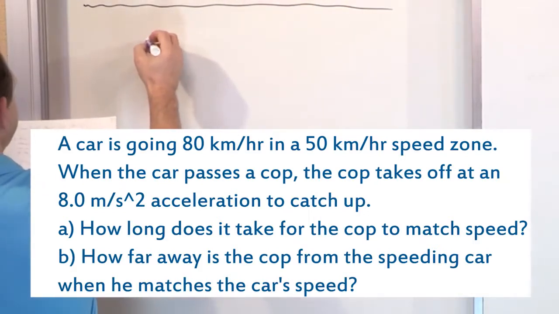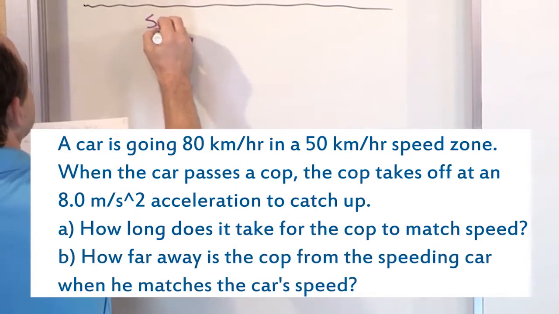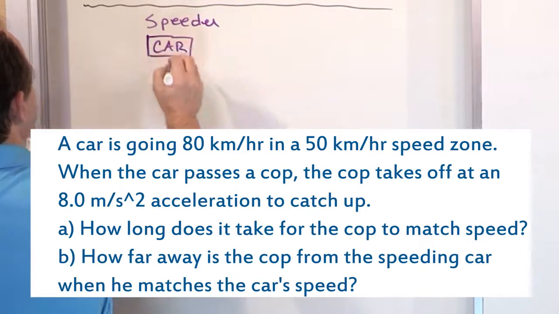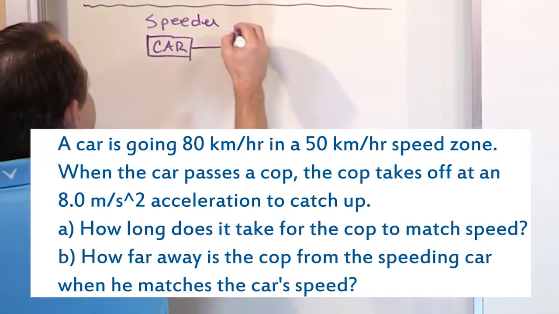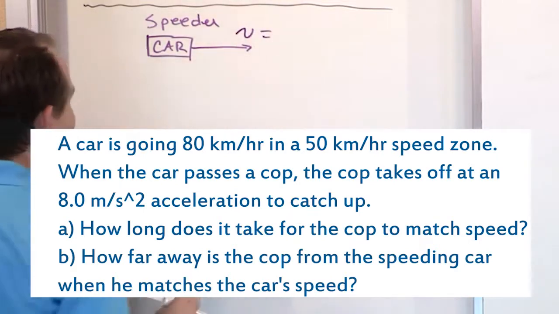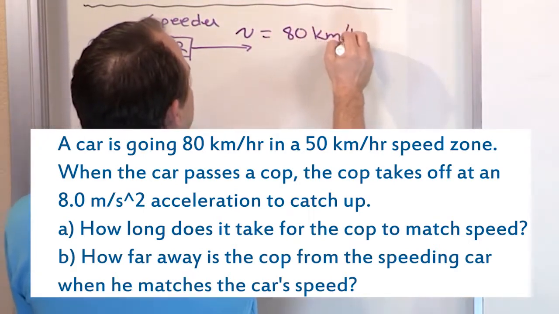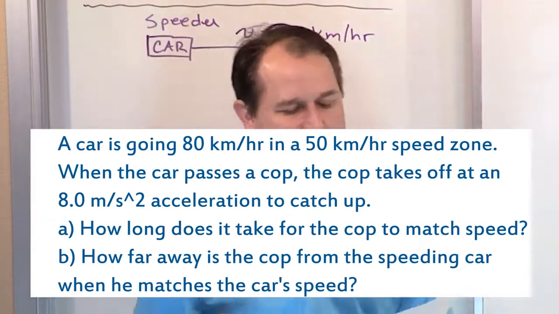So here you have a speeding car. I'm going to call this a speeder, but you all know it's a car, right? And we're told in the problem statement that he's got a velocity of what? It says 80 kilometers per hour.